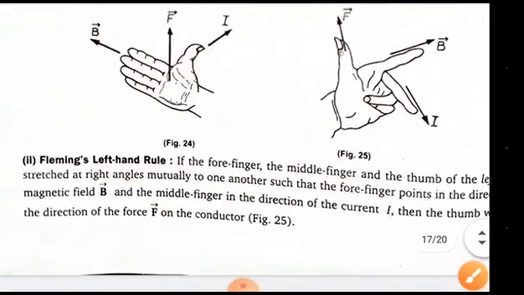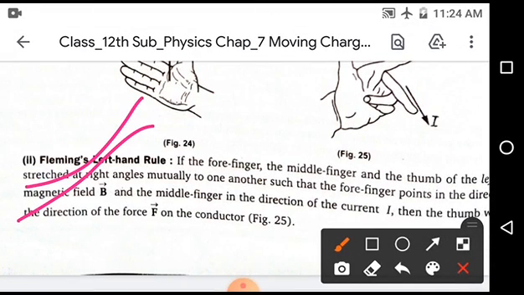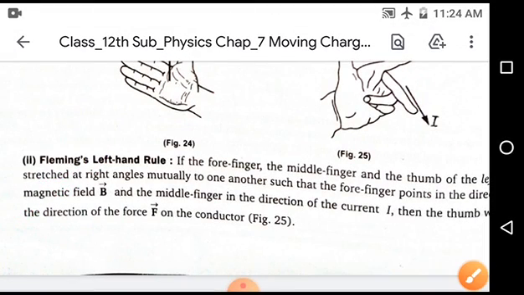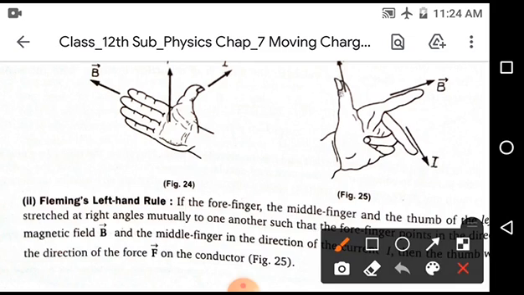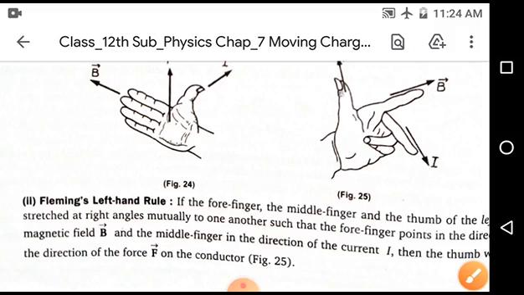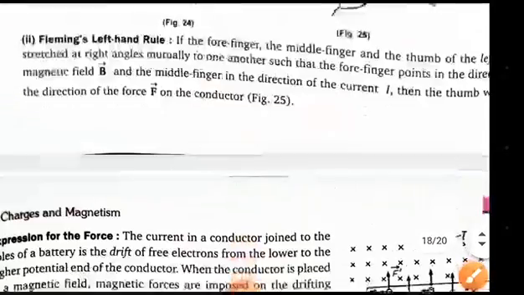Now students, Fleming's left hand rule. It is also important. If we adjust our left hand in such a way that the forefinger shows the direction of magnetic field, the middle finger shows the direction of current, then the thumb shows the direction of magnetic force. Clear? So this is Fleming's left hand rule.